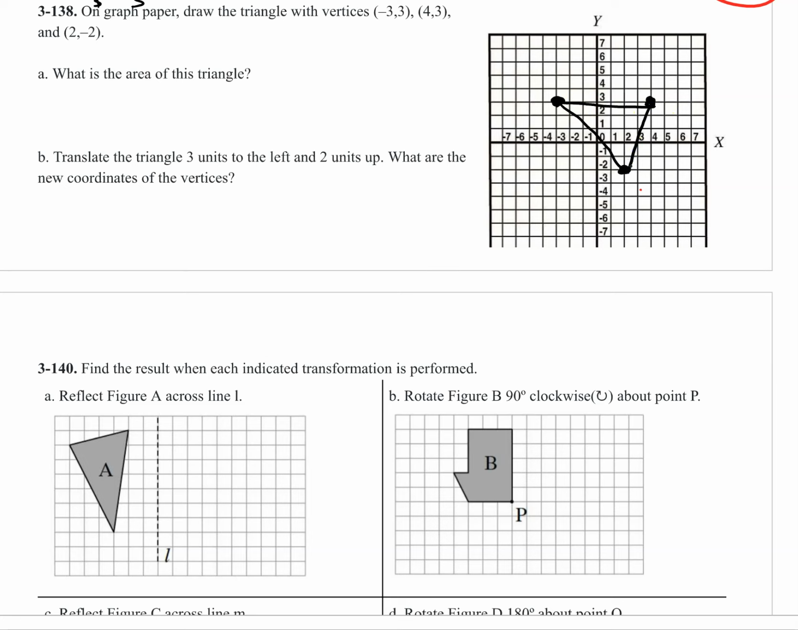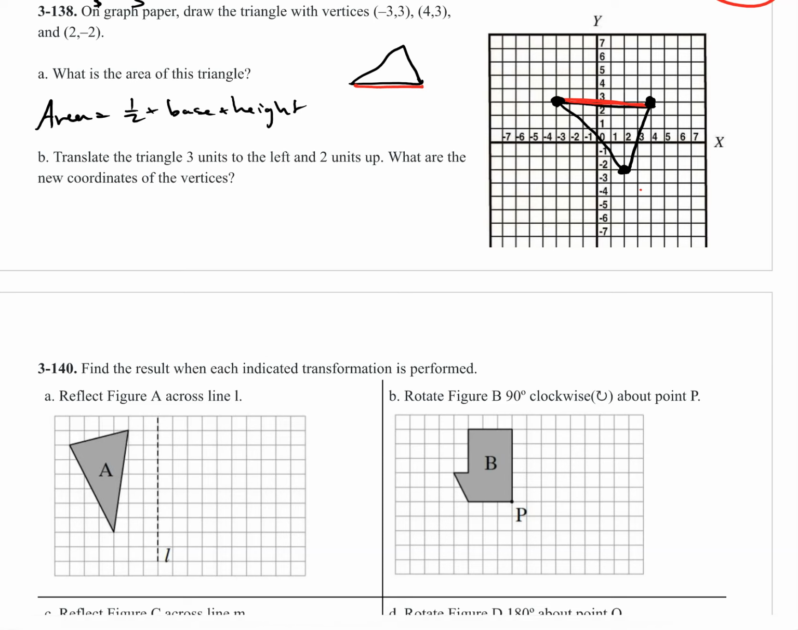What is the area of this triangle? I'm going to think about it like this. The area is 1/2 times base times height. So this triangle is upside down. This is actually the base. And then the height of the triangle, that's all it is.